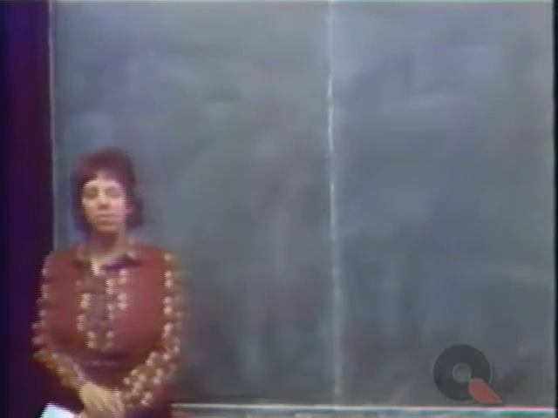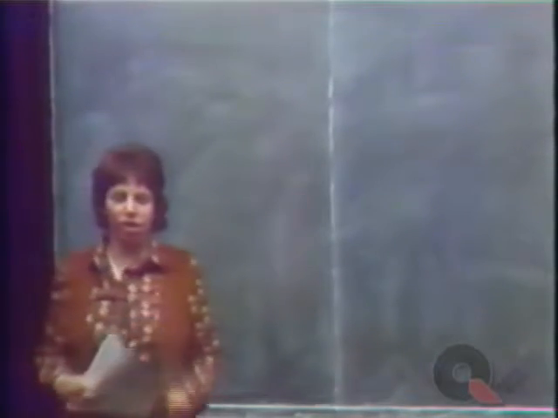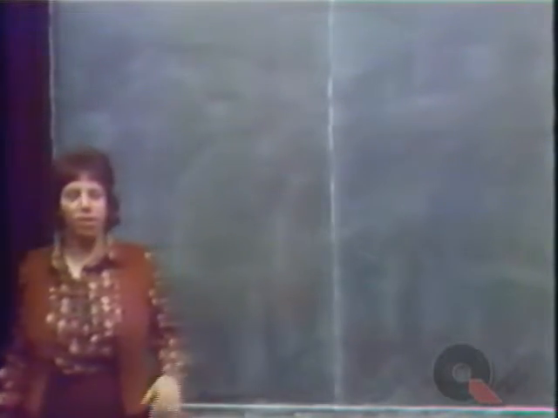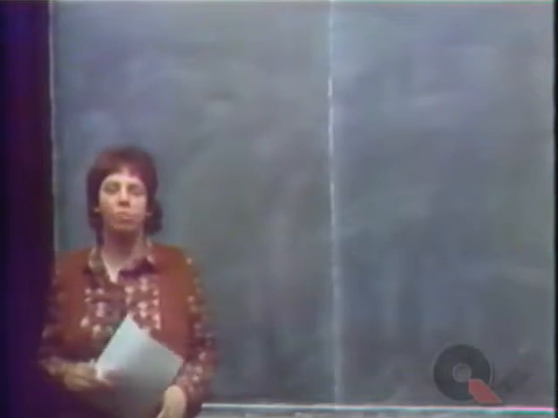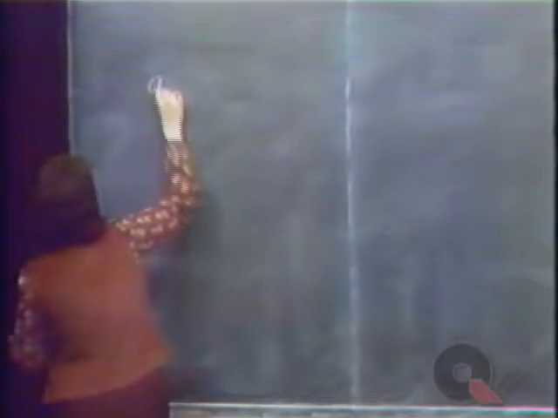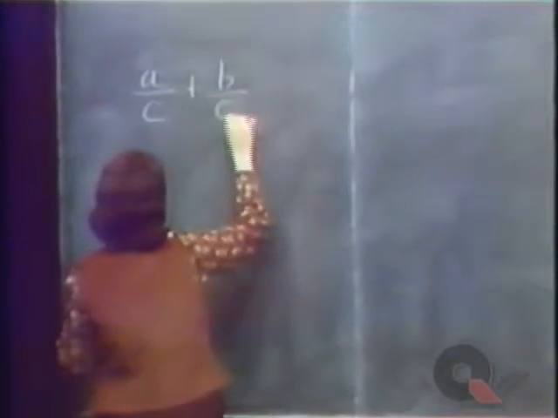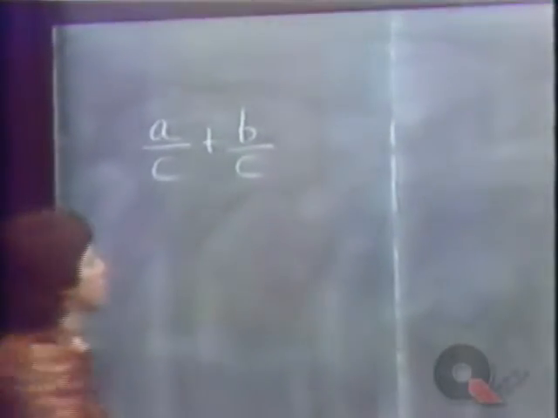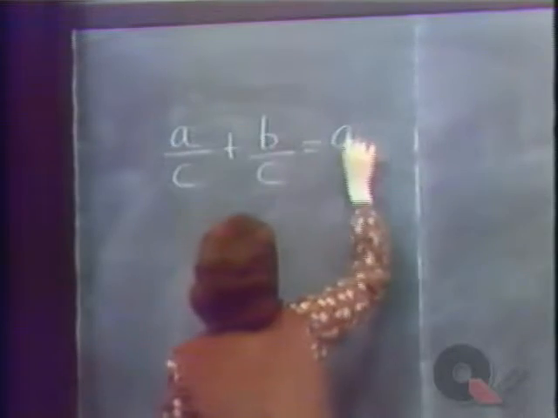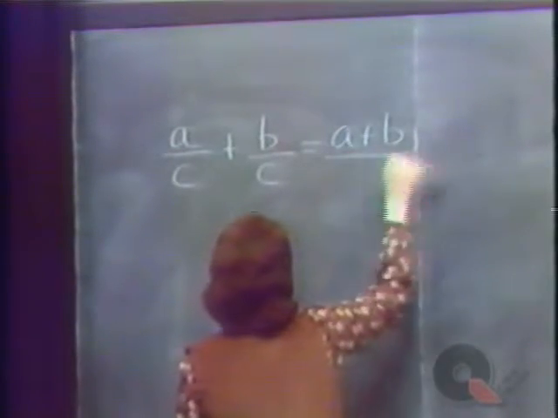This videotape deals with addition and subtraction of rational expressions. Rational expressions are just another term for an algebraic fraction. The basic idea when adding fractions, say a over c plus b over c, is that you have to have the same denominator. When you have the same denominator, you can add the numerators and place it over the common denominator.